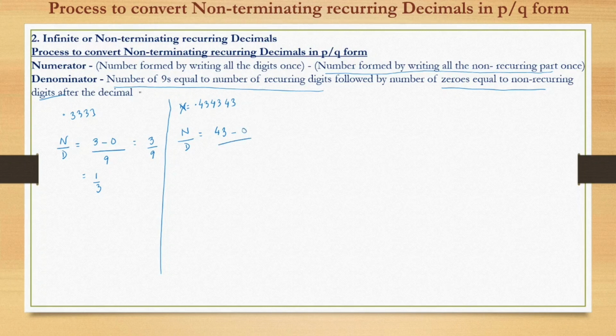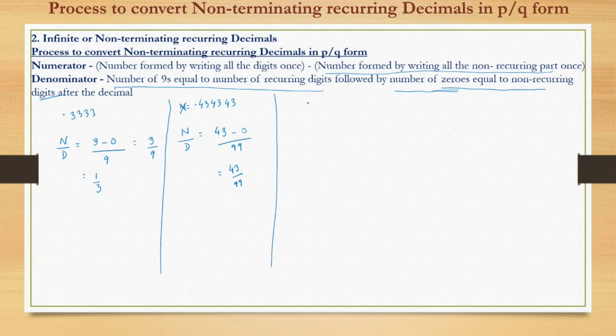Now for the denominator we have the number of nines, which is the same as the number of recurring digits. How many recurring digits do we have? We have 43, which has two digits. So we will have two nines. Do we need to have a 0? No, because the number of zeros equals the non-recurring digits after decimal. How many non-recurring digits do we have after decimal? No, we have after decimal only 4 and 3, and both are recurring. So no 0 here. So this becomes 43 by 99. Very simple.